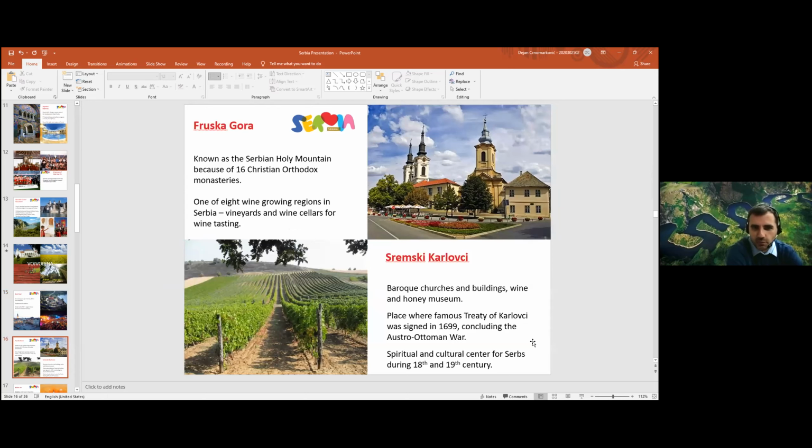Fruška Gora is a national park on the opposite side of the Danube bank from Novi Sad. And it used to be like a spiritual seat of the Serbs in the time of Austria-Hungary. It's also one of the wine regions, and it's historically significant because the famous Treaty of Karlovci was signed there at the end of the 17th century. It's an hour drive from Belgrade as well.